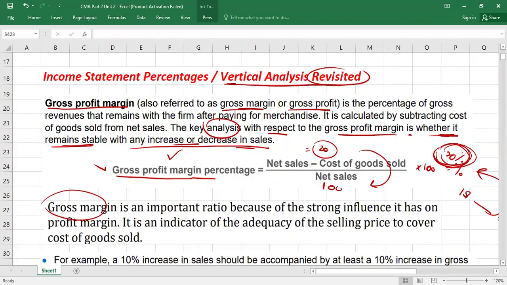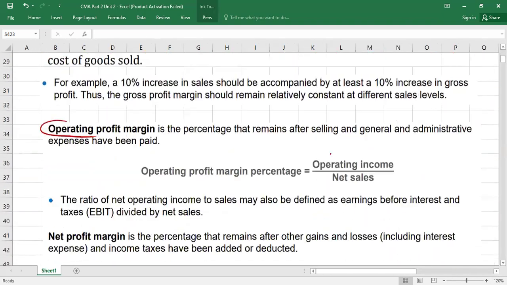So how is this ratio calculated? Simply, you need operating income. So the operating income divided by what? Net sales and multiply by 100. And operating income can be given, as I told you, with the name of what? Profit before interest and tax or earnings before interest and tax. So these are the alternative names for operating income.